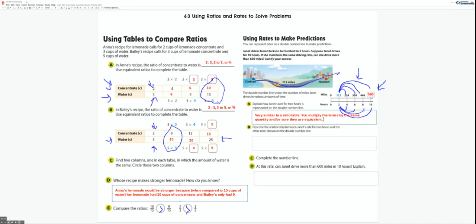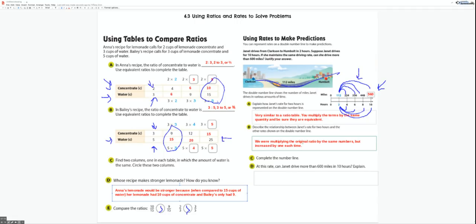On B, describe the relationship between Janet's rate for 2 hours and the other rates shown on the double number line. Well, let's see. In this specific case, we were multiplying, I can't type at all. We were multiplying the original ratio by the same numbers, but increased by 1 each time. And then it says complete the number line, which we've already done. So we're on to the last one.